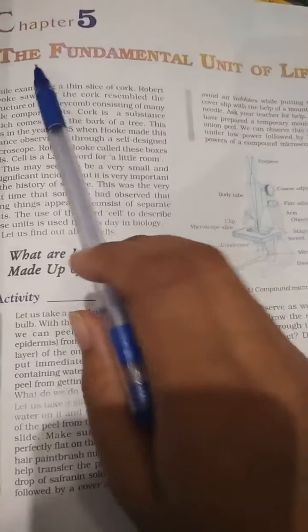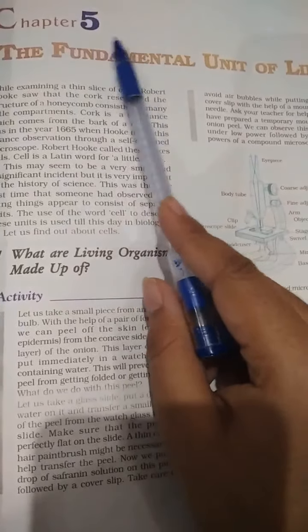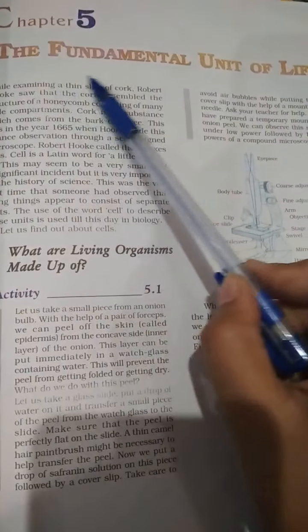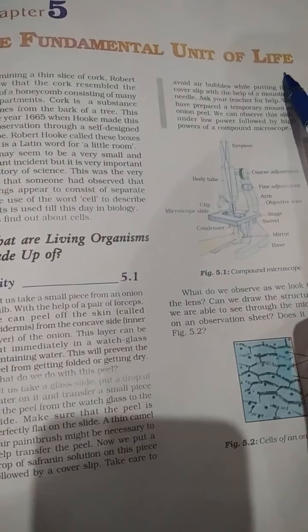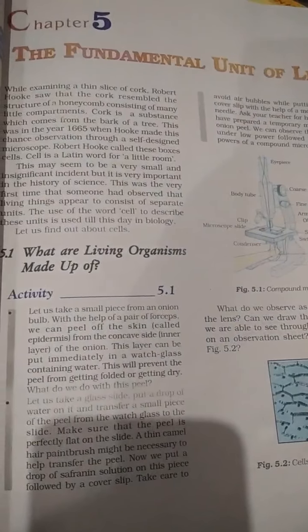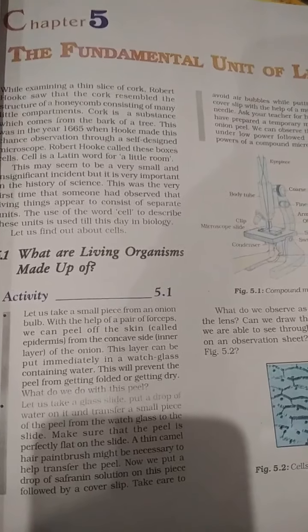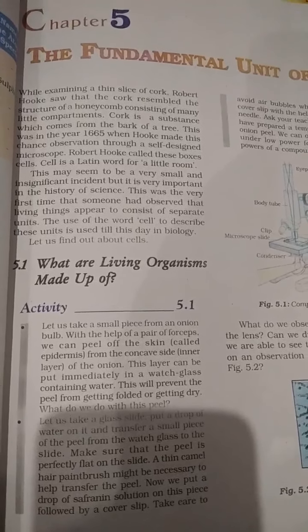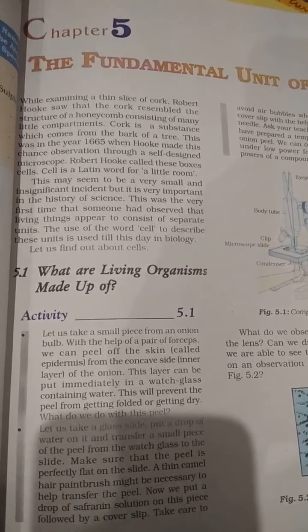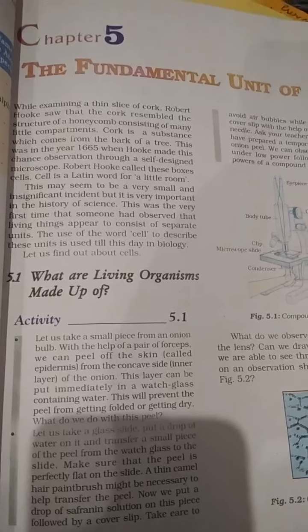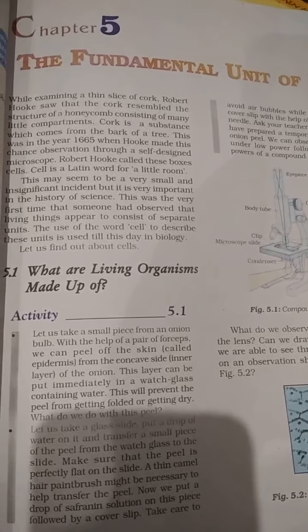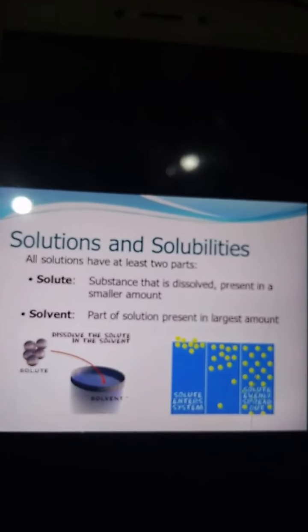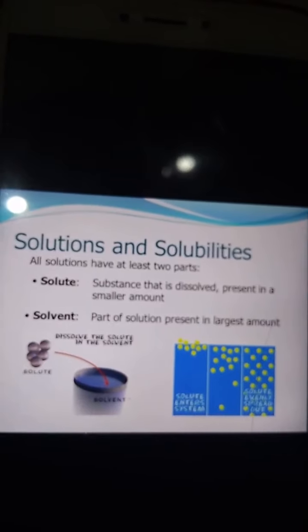So today we are going to do the class 9 science chapter number 5, and the name of the chapter is the fundamental unit of life. So students, in our previous video I explained the plasma membrane and the process of osmosis and diffusion. Today we will understand the term solution first, then we will go further. Let's understand the terms related to the solution.